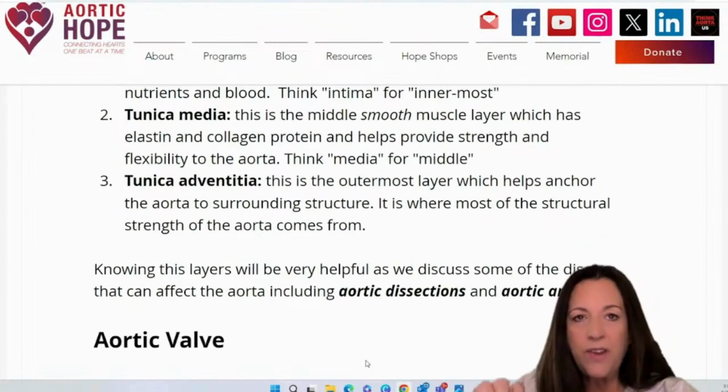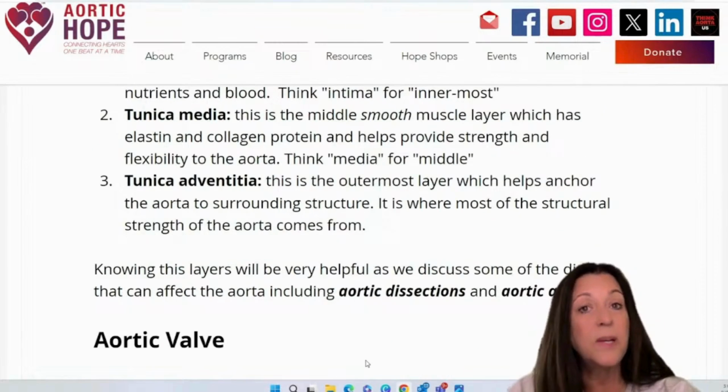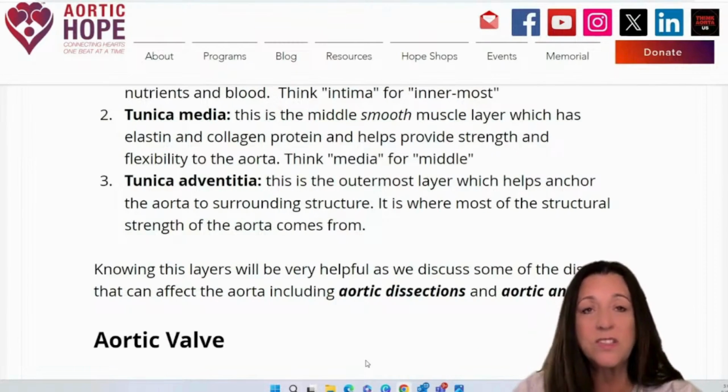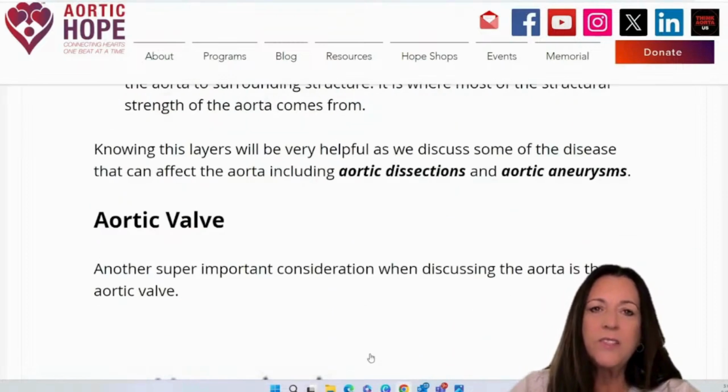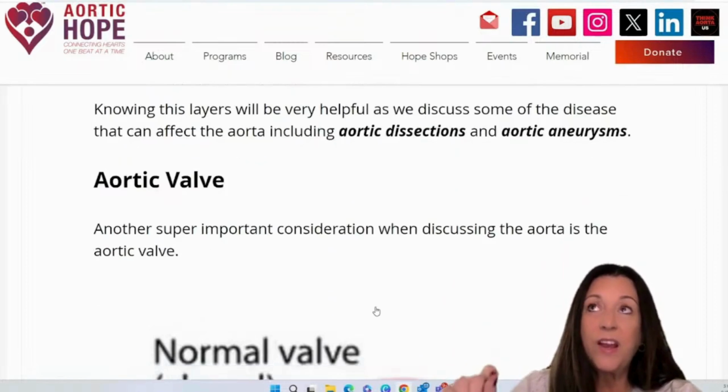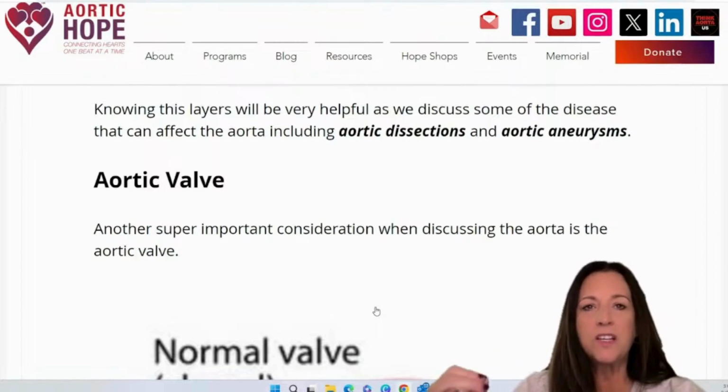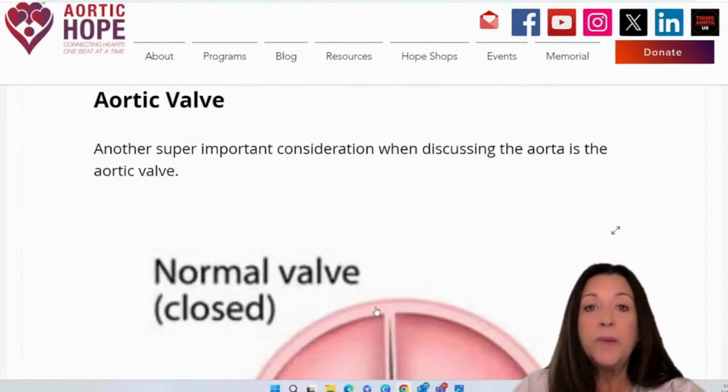Knowing these layers is going to be very helpful when it comes to discussing some disease elements that can affect the aorta, such as aortic dissections and aortic aneurysms. Let's also talk about the aortic valve. It's a very important thing to consider when you're discussing the aorta.